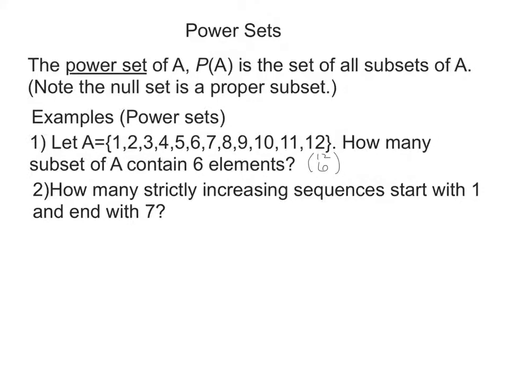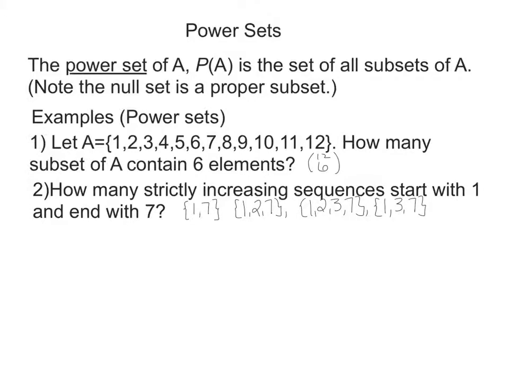But let's just, so go ahead and pause. But here's the solution. Examples of strictly increasing sequences that start with 1 and end in 7 are 1 and 7. That's the smallest one. We could have 1, 2, and 7. We can have 1, 2, 3, and 7. Or we could have 1, 3, and 7, etc.